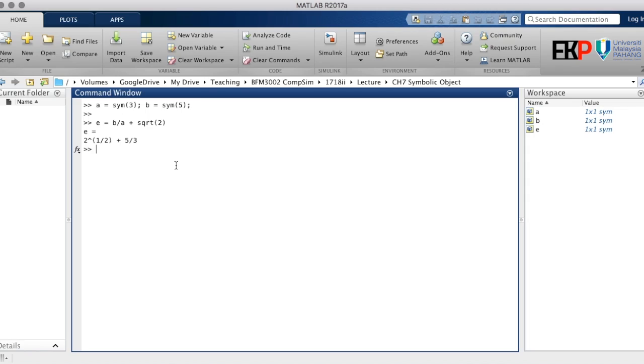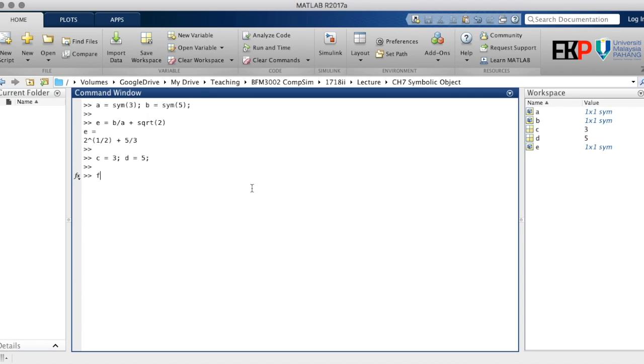So let's say we now define C is equal to 3, which is not a symbolic object. D is equal to 5. When we press enter, you see that C and D are equal to 3 and 5. These are not symbolic objects.